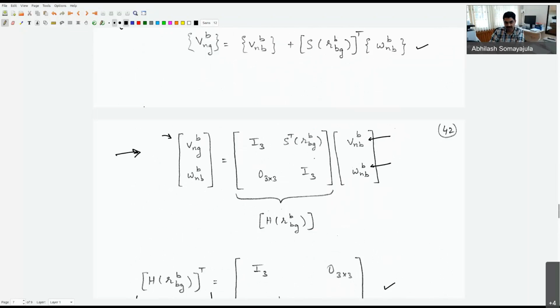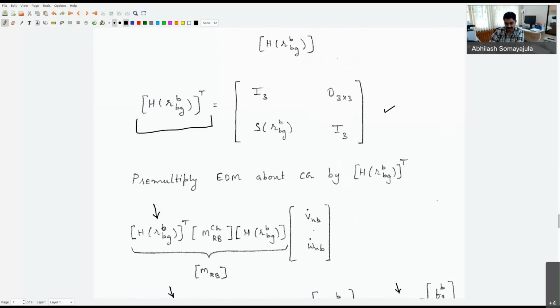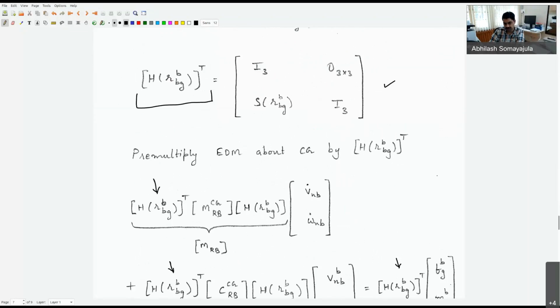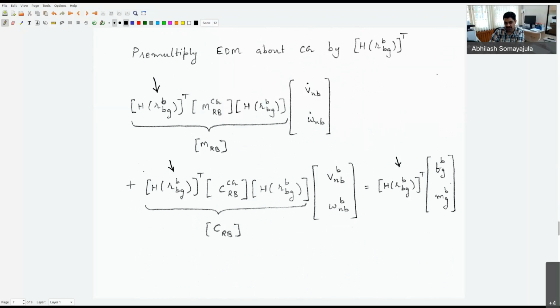Okay, so therefore instead of v_NG, we have v_NB, but then we have the H matrix in front of it. So that is why we have H transpose M H multiplied by the velocity vector, where everything is about the body fixed origin. And similarly, we have a transformed C matrix, which is H transpose C_RB H. Is this making sense?